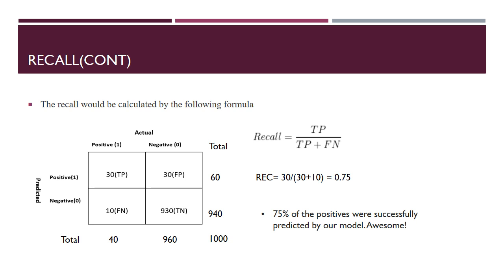But there is a problem. The problem is that we are actually designing a model that should classify or detect the disease with a greater accuracy. We saw that the accuracy was 96%. Accuracy was good. But if we only look at the class that we are interested in, that is the positive class, we see that the recall is 0.75.